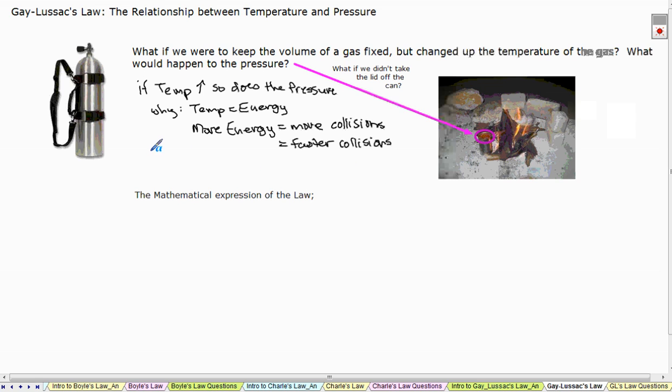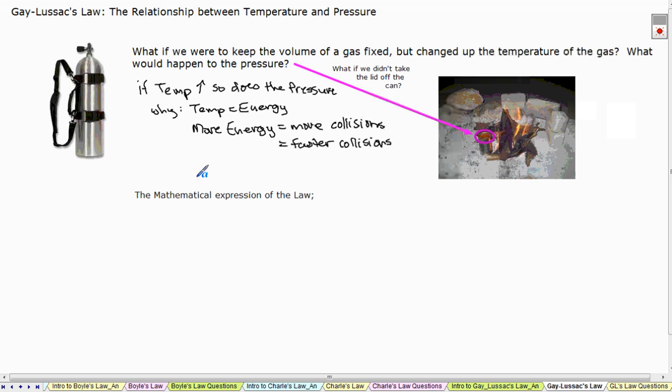So mechanical containers like scuba tanks and cans, things like that, will only be able to allow the temperature of the gas particles to increase to a certain point, because as the temperature increases, so does the pressure, and at a certain point your container will fail, and that usually results in an explosion.